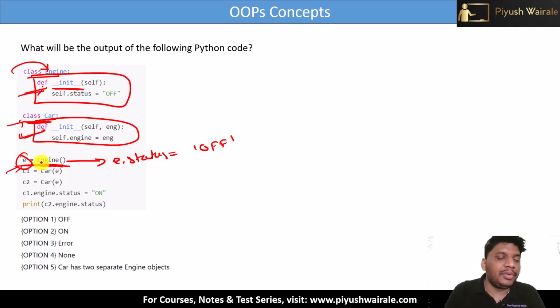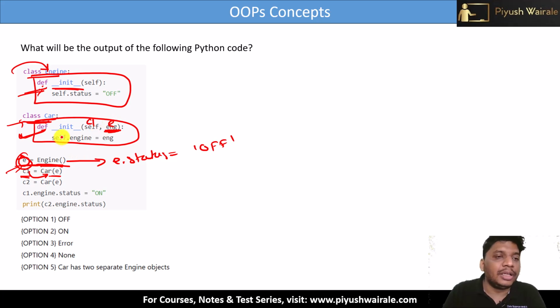Okay, let's see. Then we have C1 equals Car(E). Now let's see what we have done. We have created a new object C1, but it belongs to the class Car. And what is the input here? E. What is E? This entire object, we can say. If I create the object by using the Car class here, this will get executed. Here that will be C1, here that will be the parameter E.